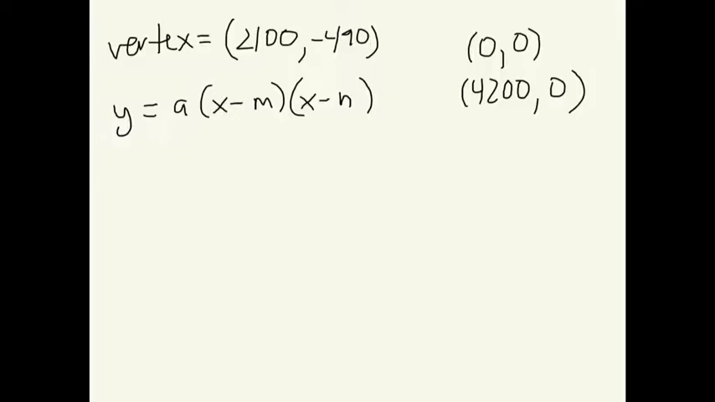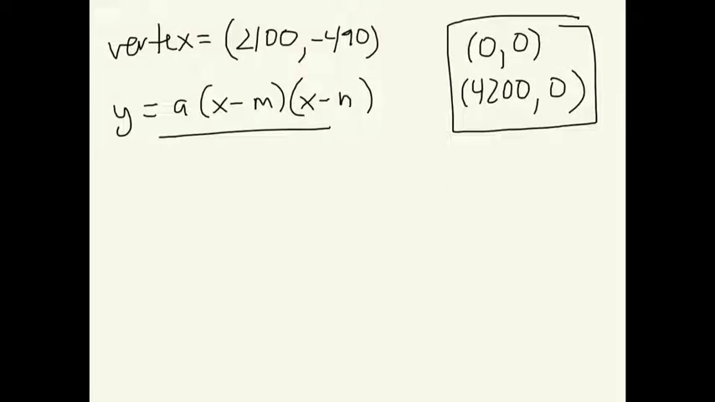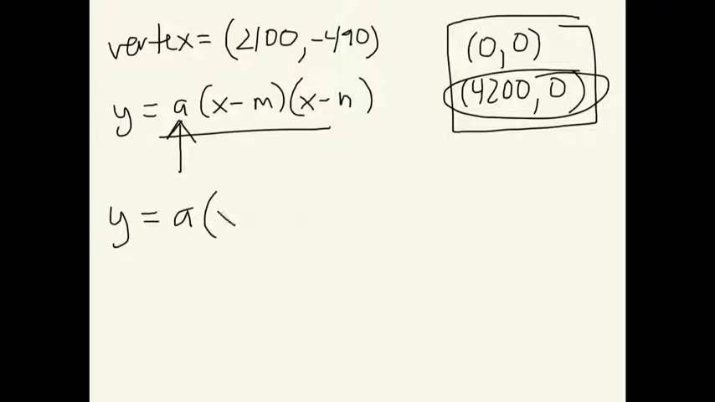So here's your standard equation, and if you notice, we have come up with a couple of x-intercepts. Let's use this one because it does have a number in there, 4,200, and let's put this into the general equation. Essentially, we want to solve for a in order to finish the equation off. We've got parts of it, but not all of it. So y is equal to a, and we got x minus m, well, x minus 4,200. And then we have x minus 0, which is just simply x.